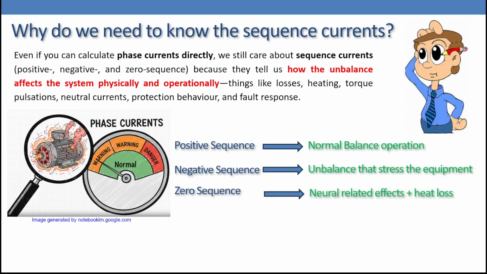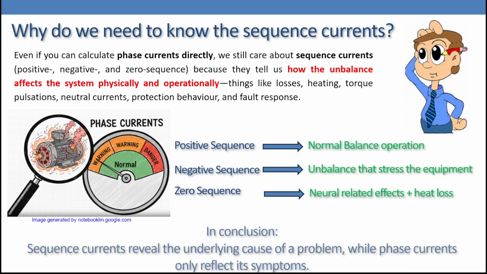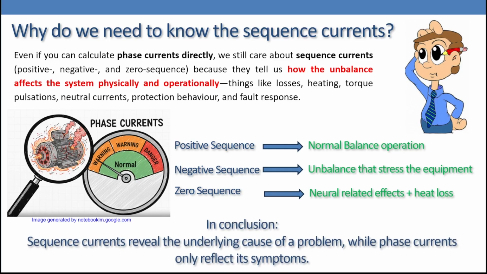And for the zero sequence, we have neutral related effects and heat loss. So we need to know the positive sequence, the negative sequence, and zero sequence. In conclusion, sequence currents reveal the underlying cause of a problem, so we know what's happening inside, while phase currents only reflect its symptoms. Phase currents just tell us something is wrong, but we don't know how severe it is.